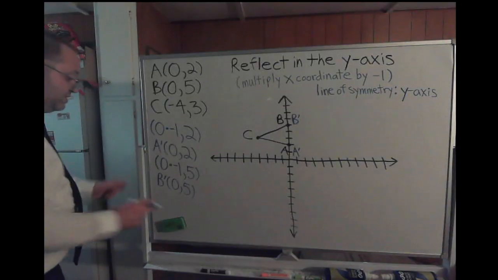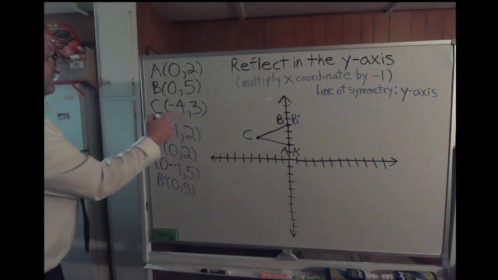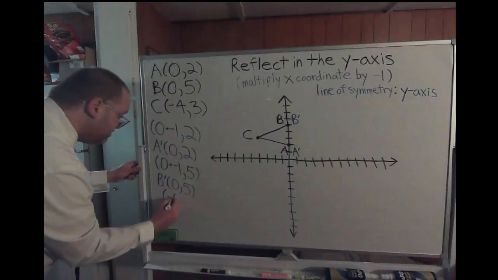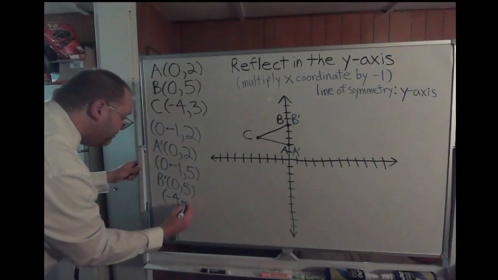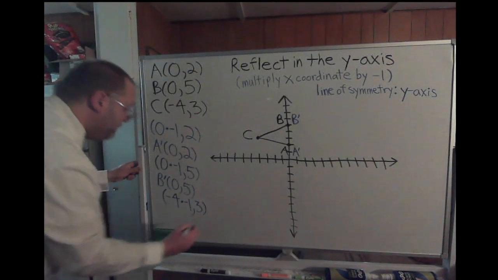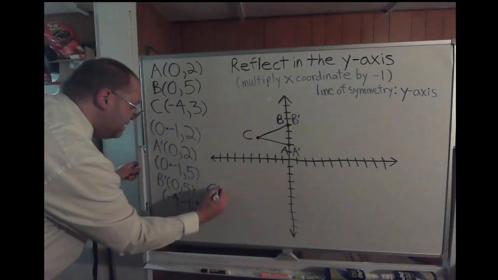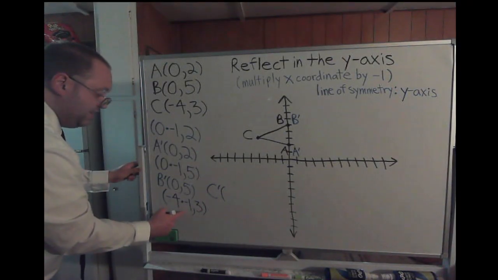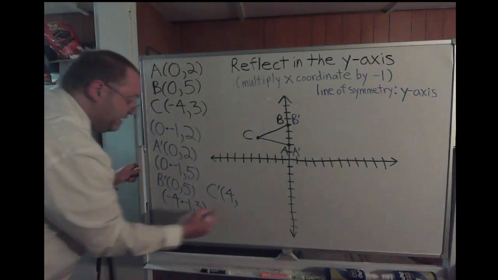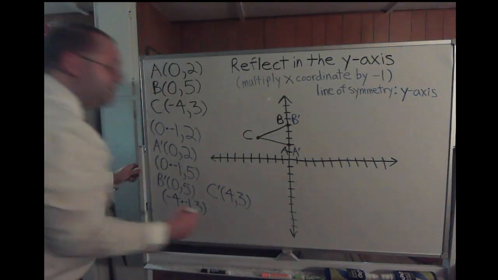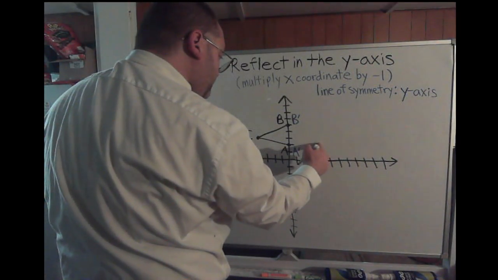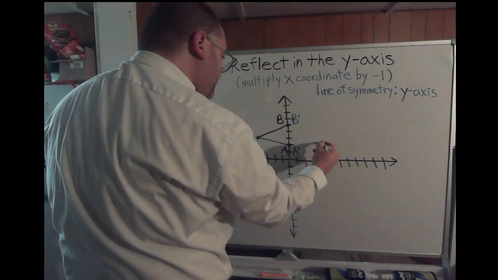How about C? What's going to happen with C? So again, you'll take your x-coordinate here, negative 4. You're going to multiply that negative 4 by negative 1. But you're going to leave your y-coordinate of 3 alone. You don't do anything with that. So that means your C prime, your x-coordinate, negative 4 times negative 1, that turns into positive 4. Your y-coordinate, 3, was left alone, so your C prime is at 4, 3. So let's find 4, 3 right there.